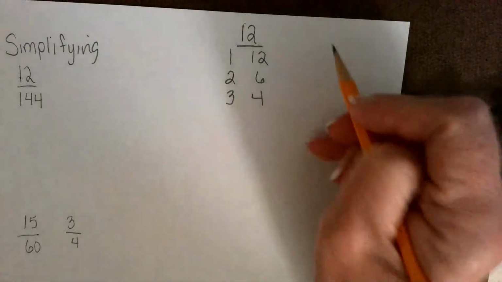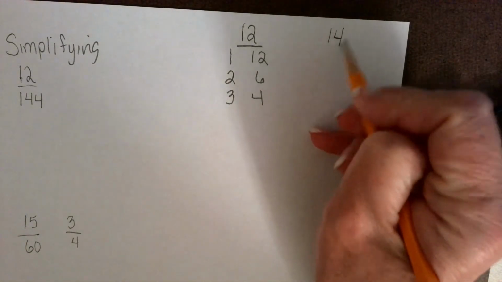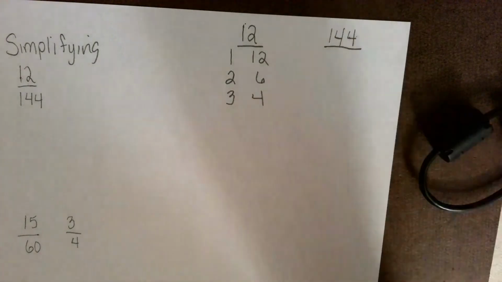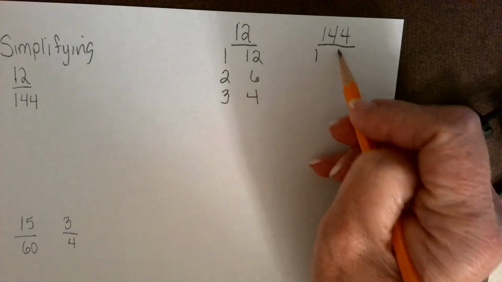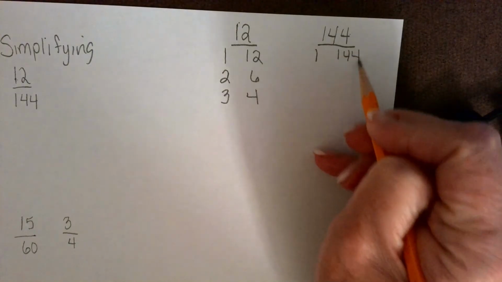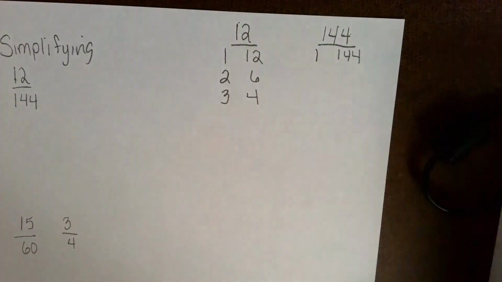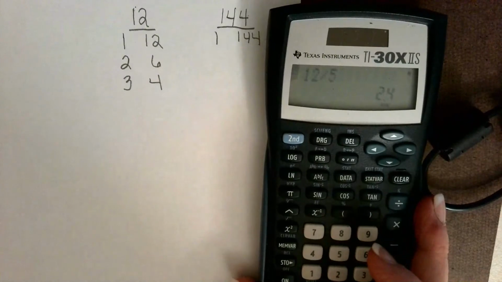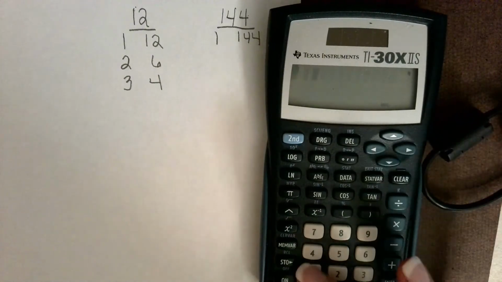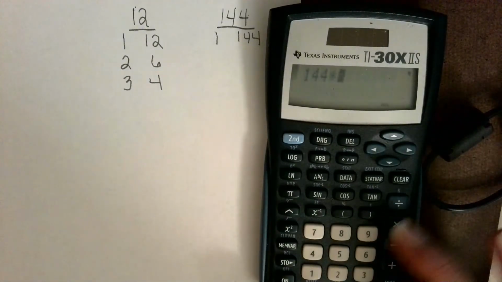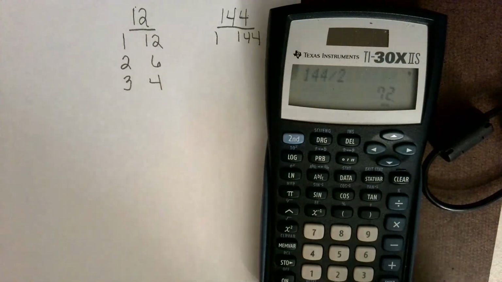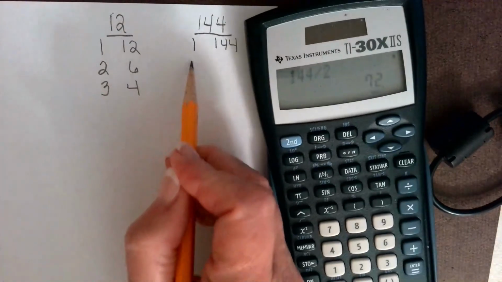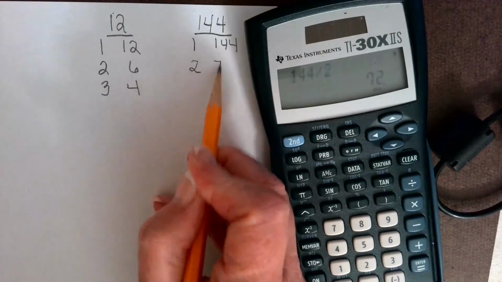So then we've got 144. And this one's probably going to be a little more difficult. We've got the 1 times 144. And then you may be stuck. So take your calculator and we do 144 divided by 2, and that's 72. So we put 2 and 72 here.